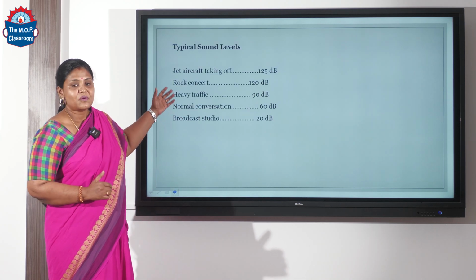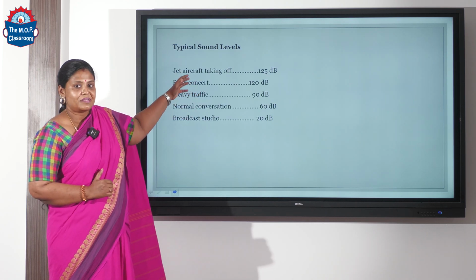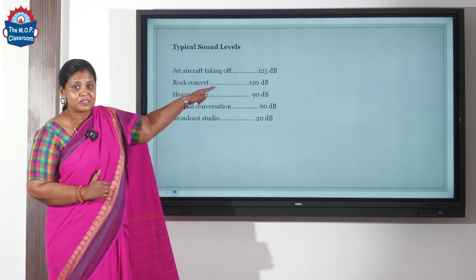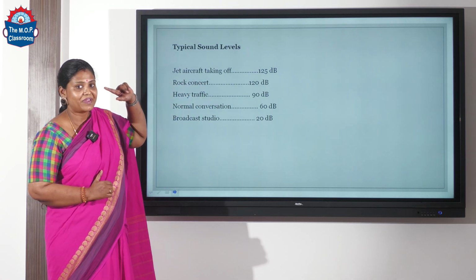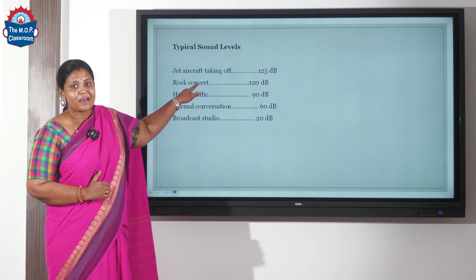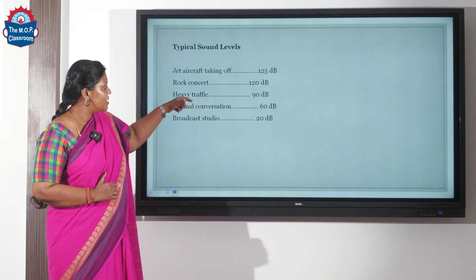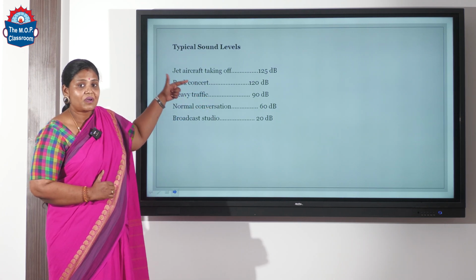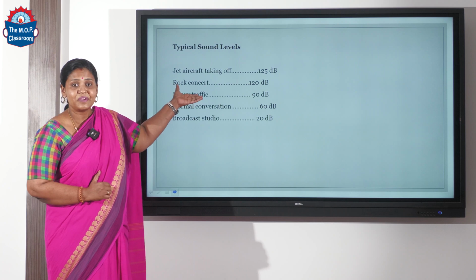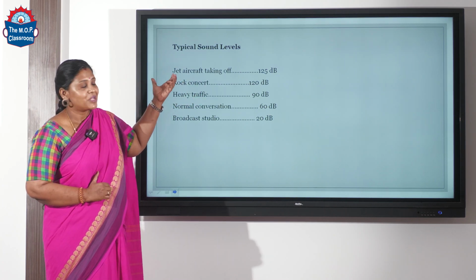For instance, these are examples of typical sound levels. You can see the jet aircraft taking off, which is 125 decibels. Something beyond this is going to affect or damage the ear. A rock concert, where heavy metal is typically used, will be around 120 decibels. Frequent hearing in the range of 120 to 125 is definitely going to damage your ear.